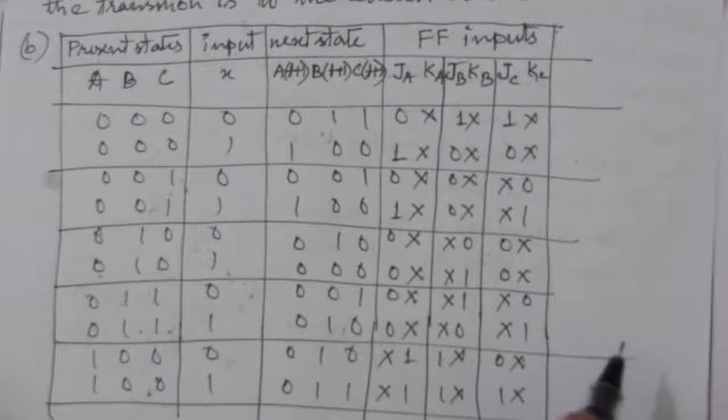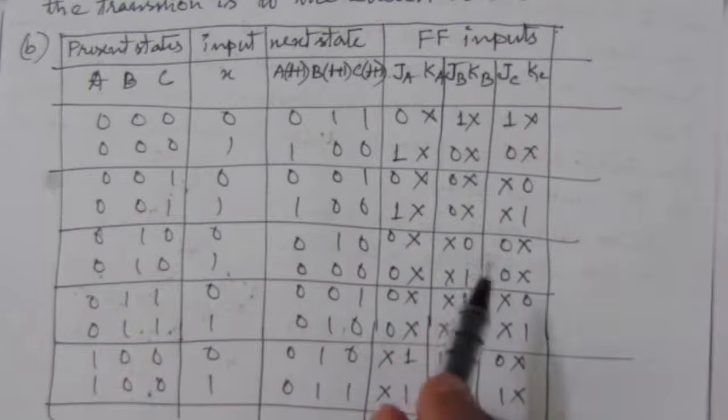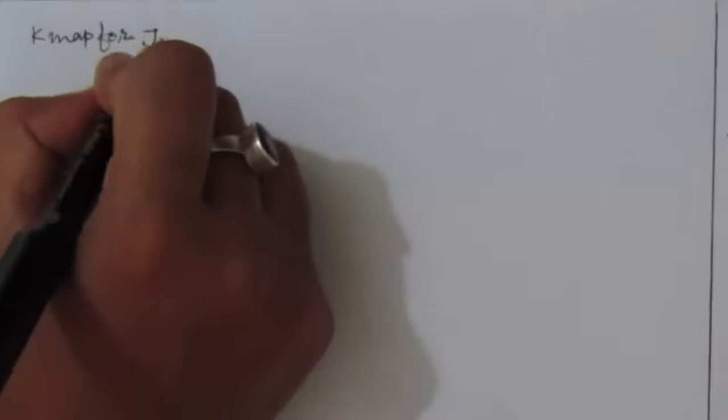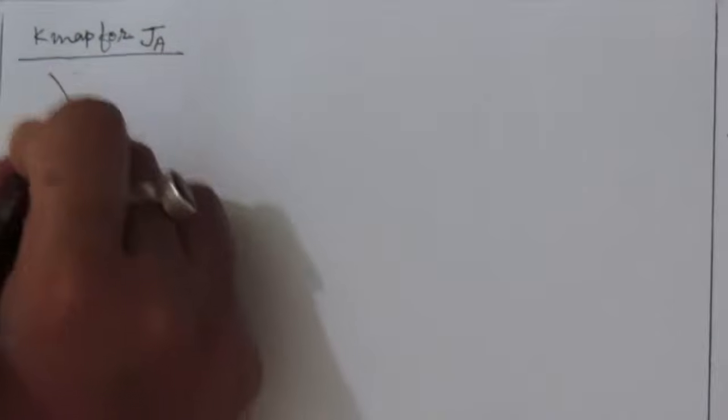So we have got this excitation table. Now we have to find out the expressions for JA, KA, JB, KB, JC, KC using K-maps. K-map for JA. Here we'll have a 4 variable map.